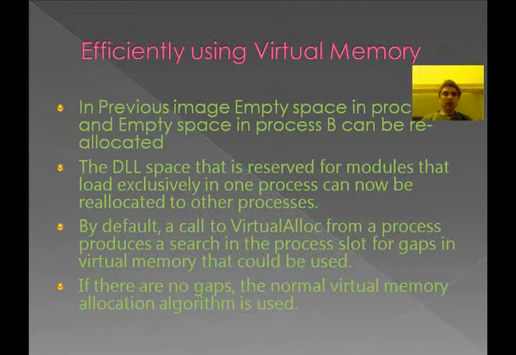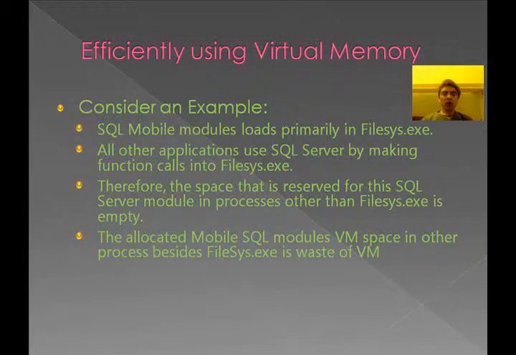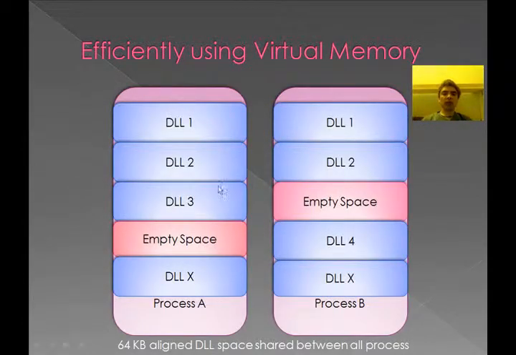In the previous image, the empty space in process A and the empty space in process B can be reallocated. So let's go back. What I was talking about here is that once you have these gaps, they show the hole. We can think about these two processes this way: because DLL4 is exclusively loaded for process B, the space in process A will be waste space. However, DLL3 is exclusively loaded in process A, so the empty space in process B is just a waste of memory.